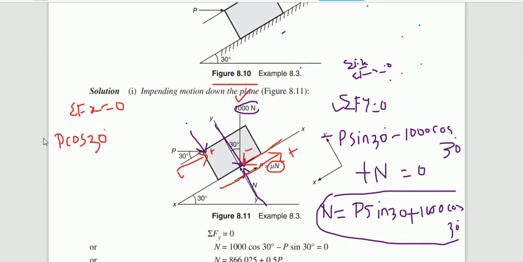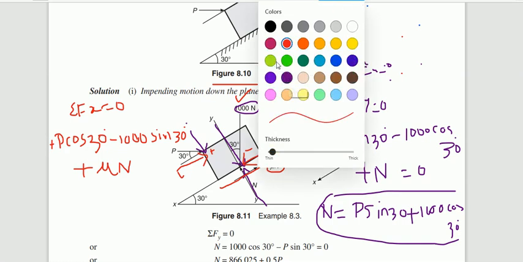in the positive direction, therefore it is plus only. And then this force is in the negative direction, therefore it is minus 1000 sin 30. And again friction, the direction is positive, plus mu into N, because F is equal to mu into N. So therefore you have to consider mu into N here.